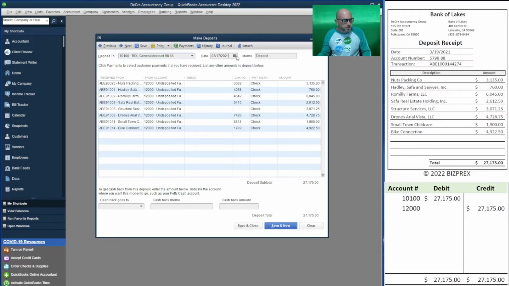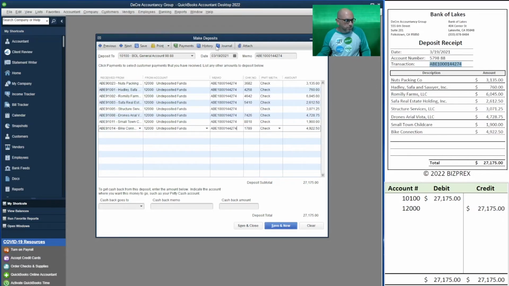All right, let's change the date. I mean, we could also post the transaction. And you can see that the undeposited funds is right here, our bank is here. So each one of these is a credit to 12,000. And then this total is a debit to this. Makes sense.